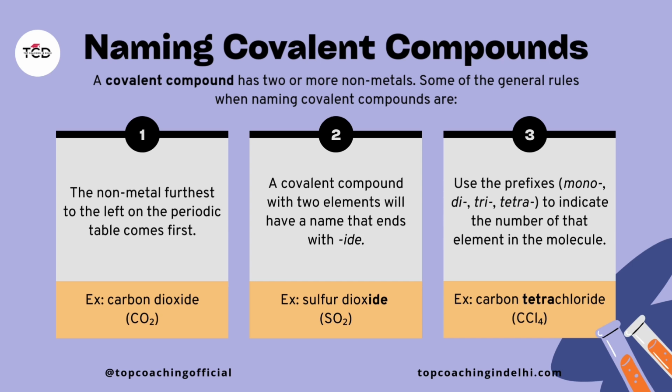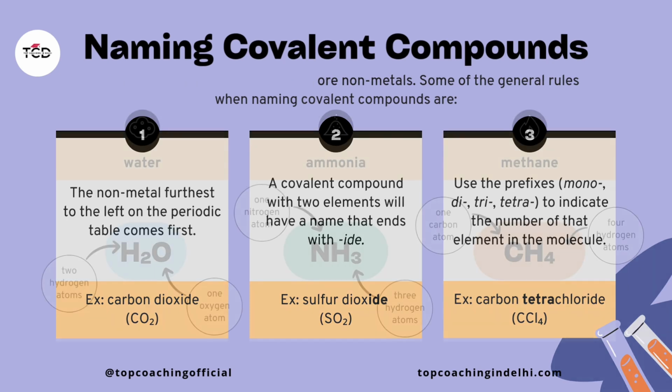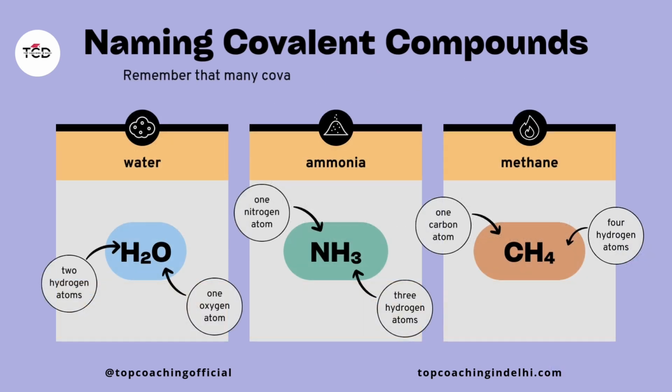Number 3. Use the prefixes mono, di, tri, tetra to indicate the number of that element in the molecule. Example, carbon tetrachloride. Naming covalent compounds. Remember that many covalent compounds have common names that are widely accepted.